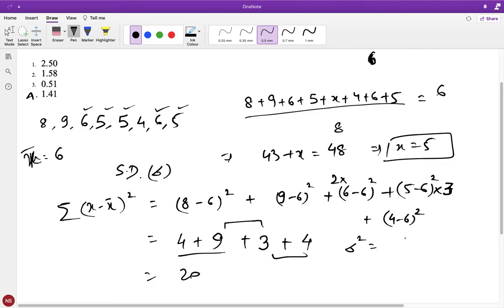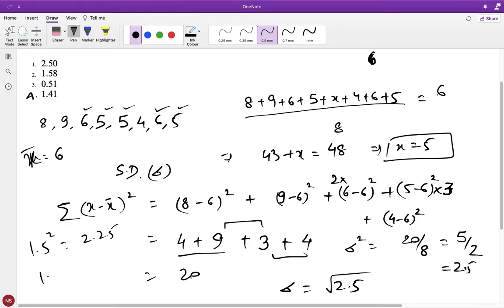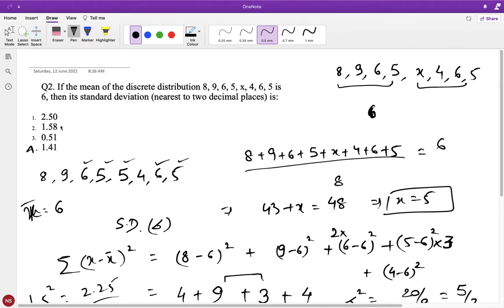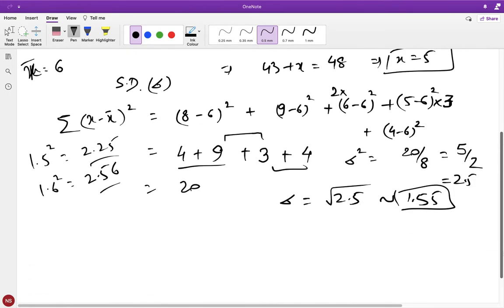So sigma square is 20 divided by how many data points are there? 8. 5 by 2, 2.5. So standard deviation is what? Square root of 2.5. We know that 1.5 square is 2.25, 1.6 square is 2.56, 2.5 lies somewhere between, so it should be around 1.55. 1.58 is the closest, so I will mark this. I will not waste my time computing the square root of 2.5.